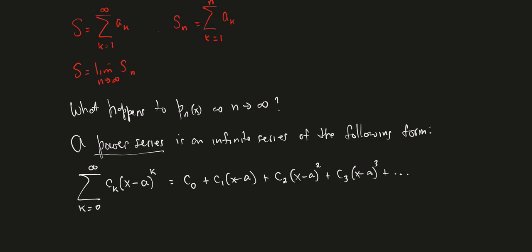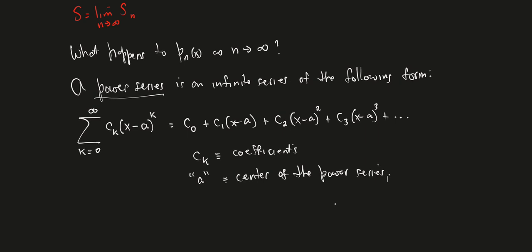And that's a power series. So the c's are just the coefficients, and a is referred to as the center. Let's write this down. C sub k is the kth coefficient, or let's just say these are our coefficients. And the number a is called the center of the power series.